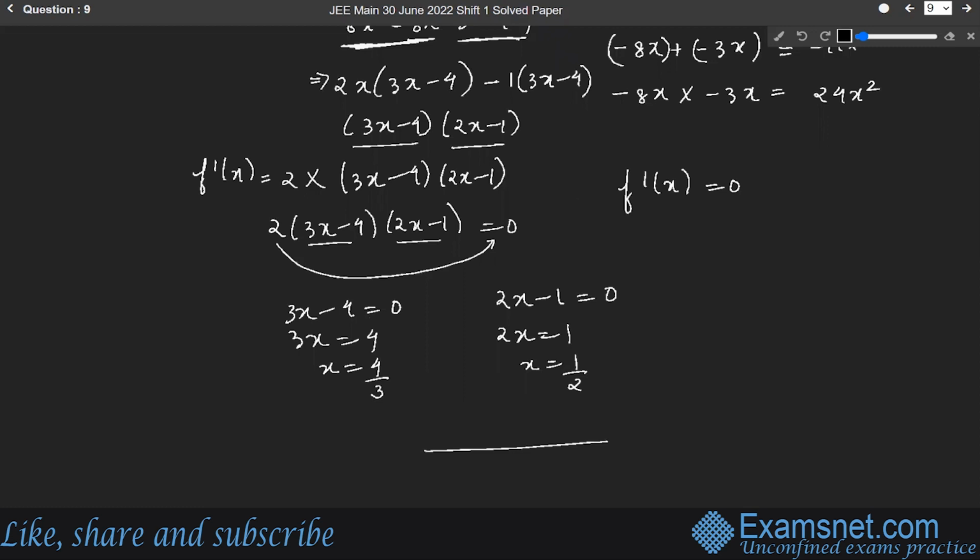Now let us see it. The values are 1 by 2 and 4 by 3. Okay. So the sign will be plus, minus, and plus. You can see that this is a decreasing function. Okay. So we can say that the function f is decreasing between the values 1 by 2 and 4 by 3. And also we can see local maxima at the point 1 by 2, but we cannot see minima.